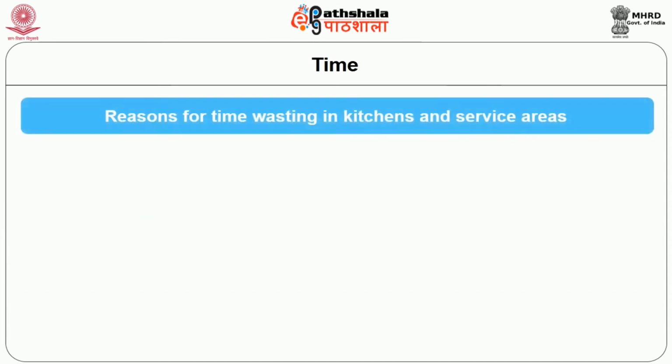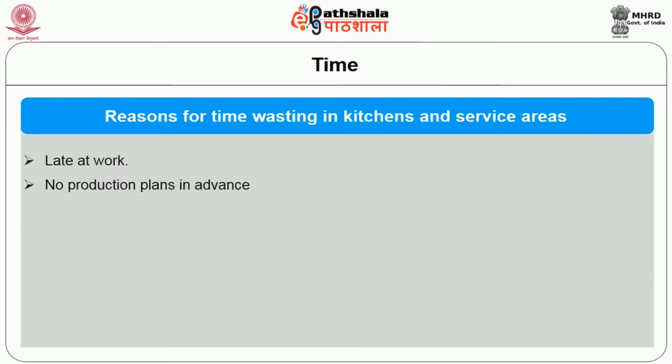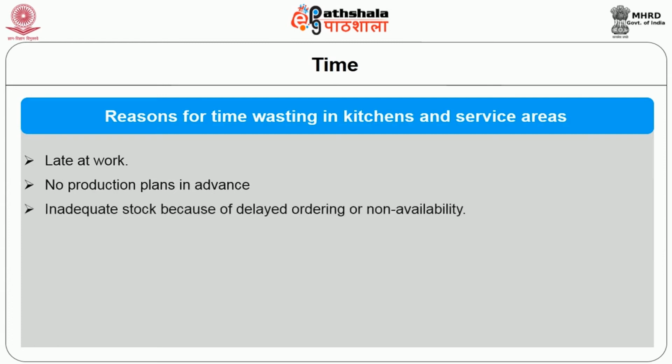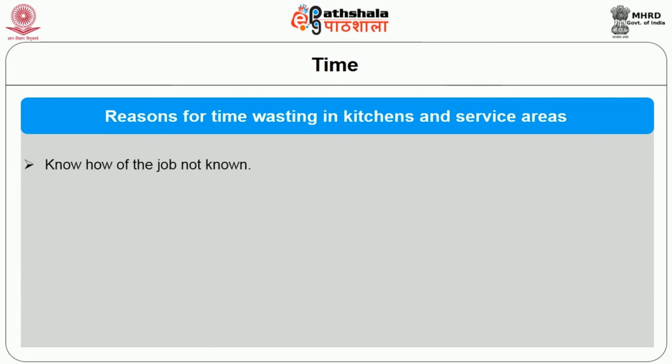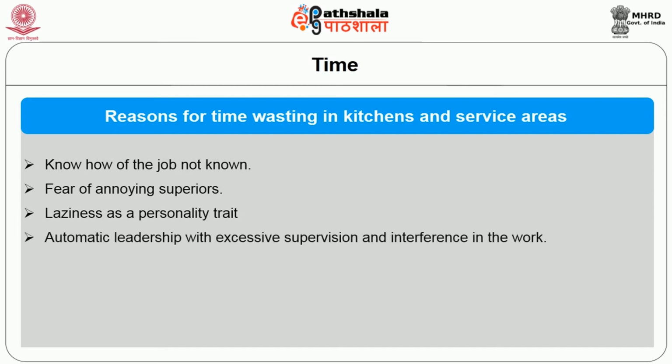people on their job. Reasons for time wasting in kitchens and service areas could be late arrival at work, no production plans in advance, inadequate stock because of delayed ordering or non-availability, equipment not well maintained or not right for the job, improperly planned spaces and work centers, not enough motivation for the staff, personal problems affecting the work, know-how of the job not known properly, fear of annoying superiors, laziness as a personality trait, autocratic leadership with excessive supervision and interference in the work.